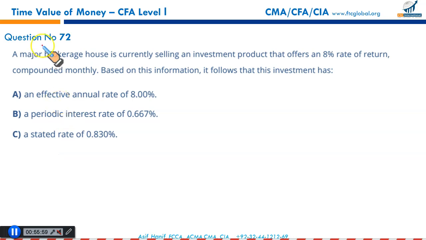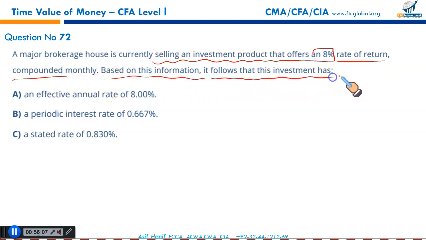A major brokerage house is currently selling an investment product that offers 8% rate of return, compounded monthly. Based on this information, it follows that this investment has what? An effective annual rate of 8%. 8% compounded monthly, effective annual rate would be more than 8%. This is wrong. Effective rate would be higher than 8%. Can't be equal to 8%.